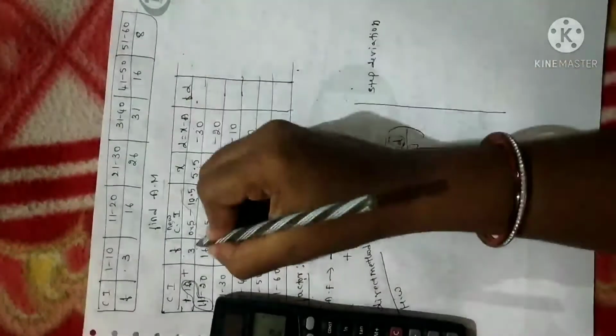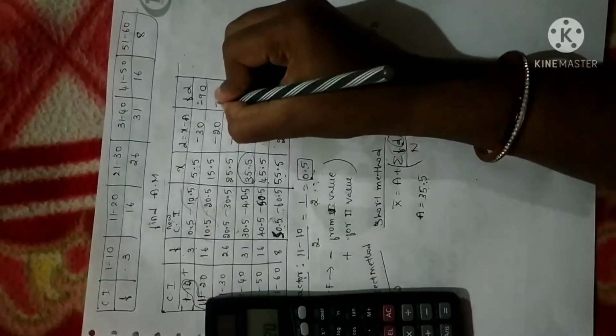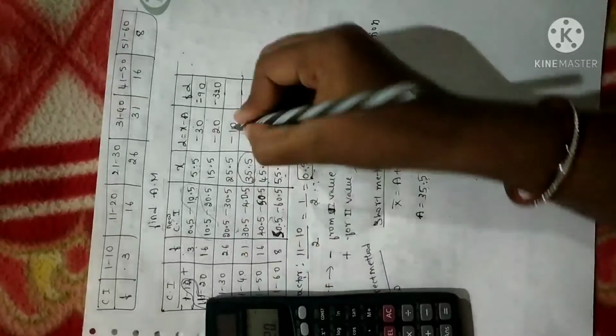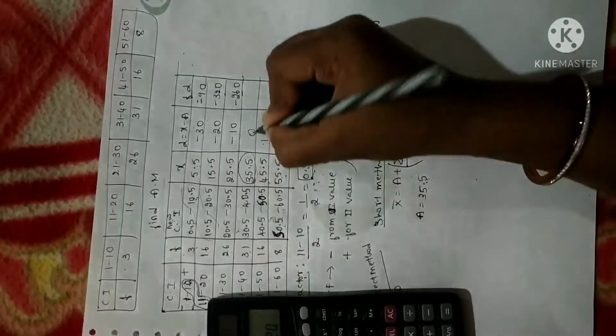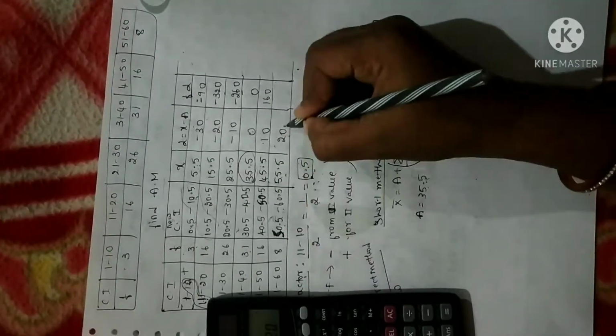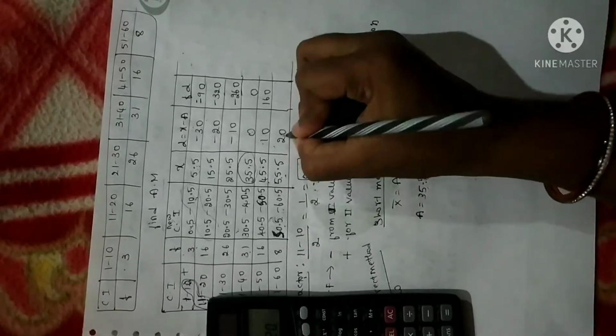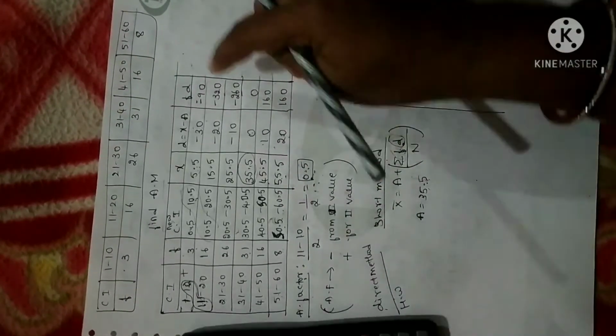So let me multiply. 3 into minus 30 will give us minus 90. Next 16 into 20 will give us minus 320. You should take care of sign as well. So 26 into 10 is minus 260. 31 into 0, 0. Next 16 into 10 is 160. Next 8 into 20 is 160. Clear?